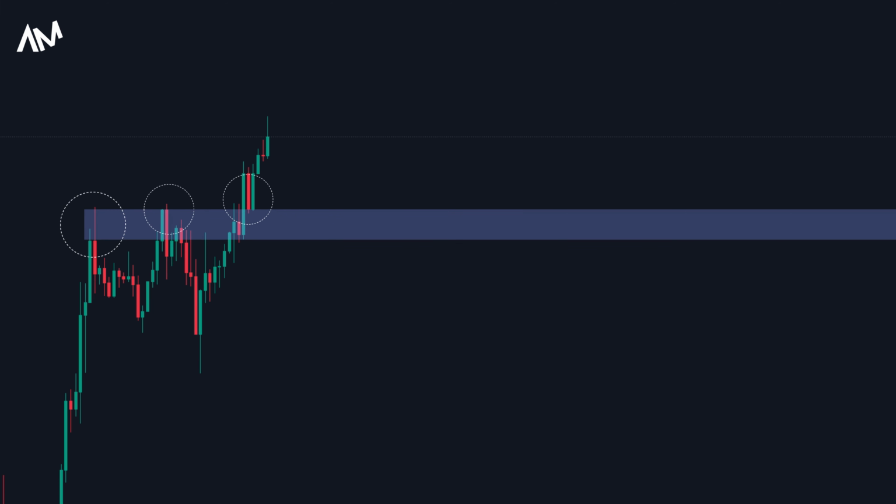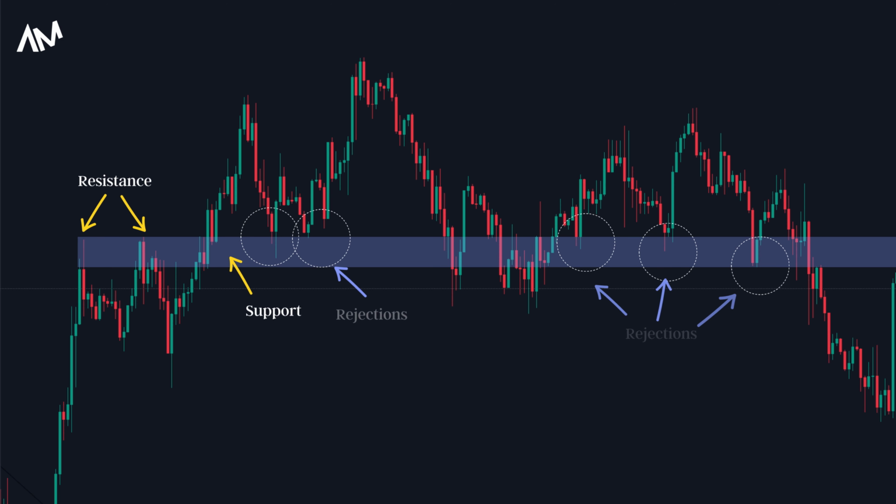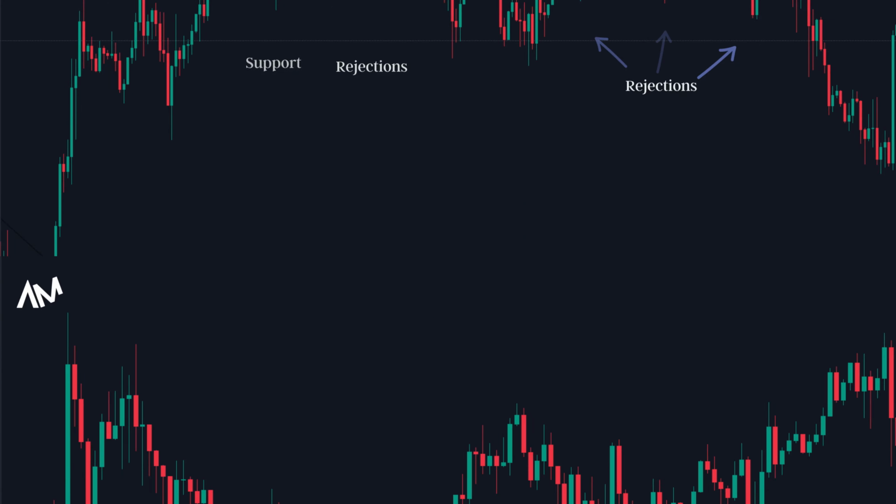This chart shows a level where the price has been rejected many times in the past. It has acted as both support and resistance and has recently been respected again. Whenever the price reaches this level, we can expect the market to react to it in some way. We can see how many times the market has responded to this level in the past, and all we need to do is wait for a signal on a lower time frame to enter a trade, which we will talk about later in this video.